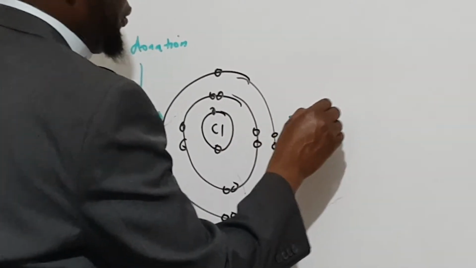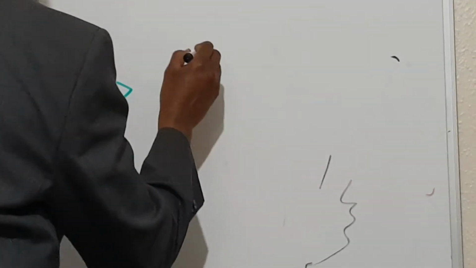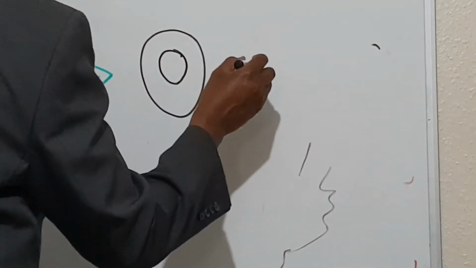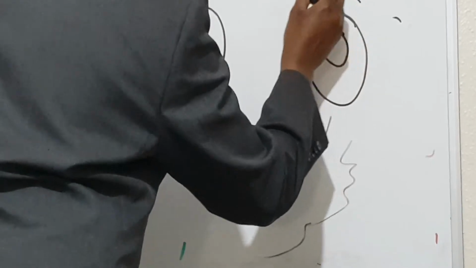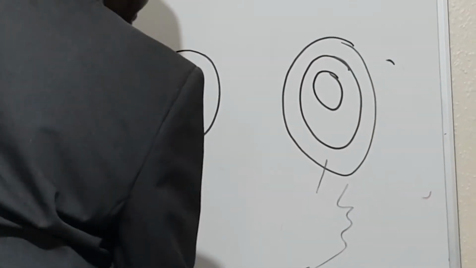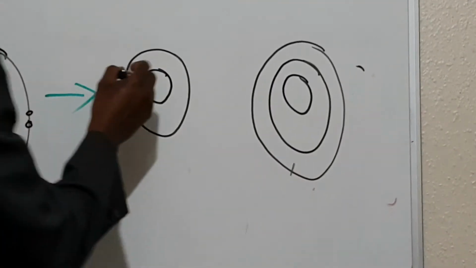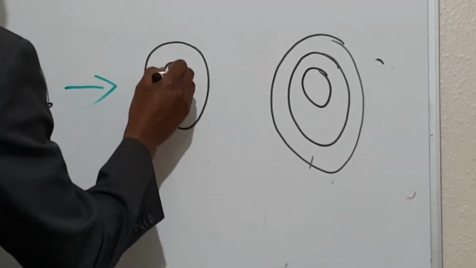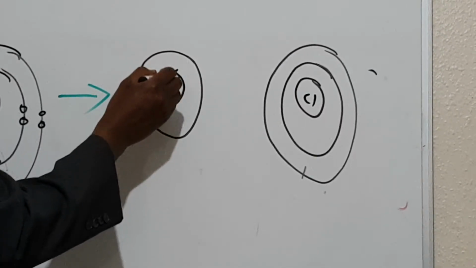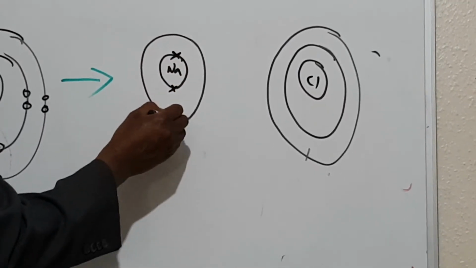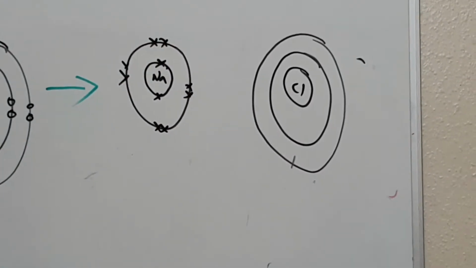Then you do your arrow. We draw the shells again, 1, 2, 1, 2, 3. Now what will happen is, this is our sodium, and this is our chlorine. Sodium will be left with 2, 8 in the outermost shell now. The other shell will disappear, because there's no electron there.